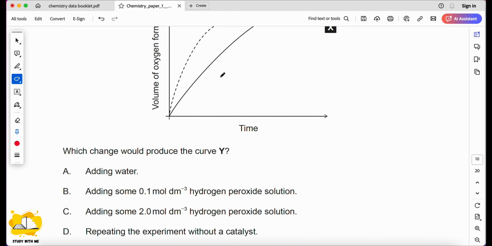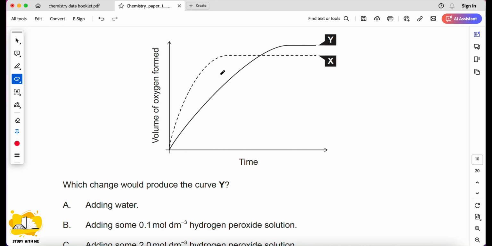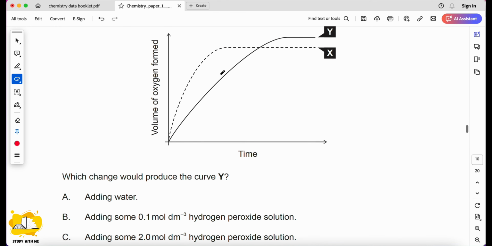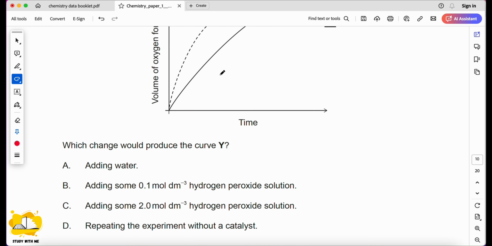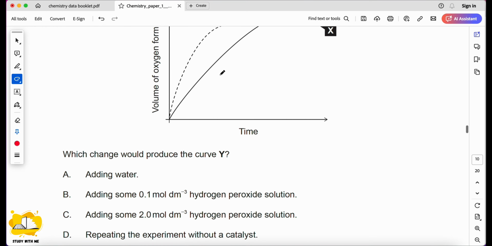But what about C? Adding 2 molar H2O2 would significantly increase the concentration. Therefore, the reaction will be very fast, and the volume of oxygen will also be higher. But in this case, it's not that very high. And repeating the experiment without a catalyst will decrease the rate of reaction, so the volume of oxygen will reduce. So B is the answer.